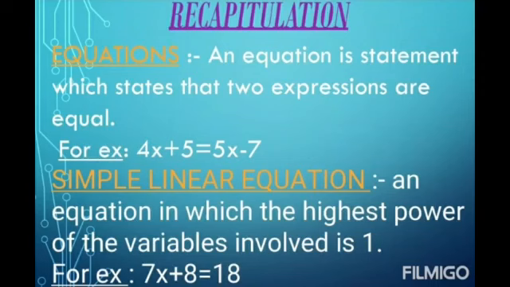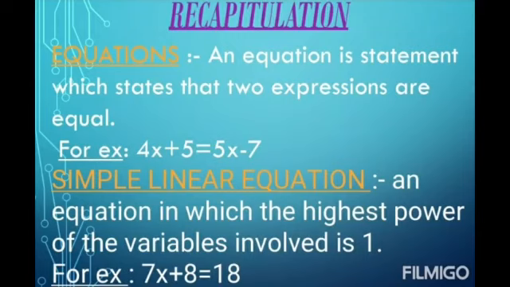Let's start with a quick recapitulation. First one is equations. An equation is a statement which states that two expressions are equal. Here you can see 4x plus 5 is equal to 5x minus 7. Two algebraic expressions are combined with an equal to sign. So this is an equation.